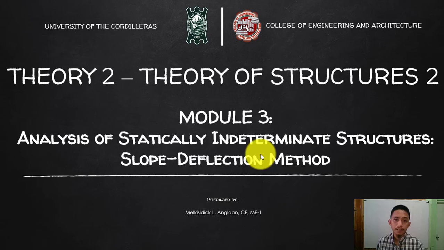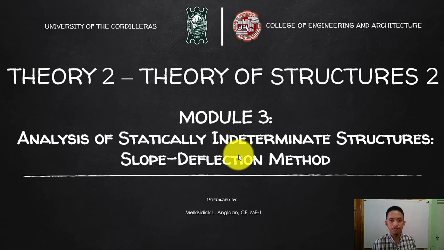Okay, so we will now proceed with your Module 3. It is now the analysis of your statically indeterminate structures still, but using a different method. Okay, in your Module 2 that discusses the consistent deformation method of analyzing indeterminate structures. However, in this Module 3, we will now proceed to your slope deflection method of analyzing your statically indeterminate structures.